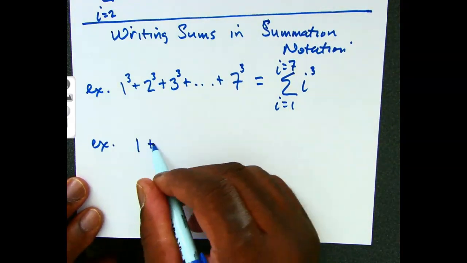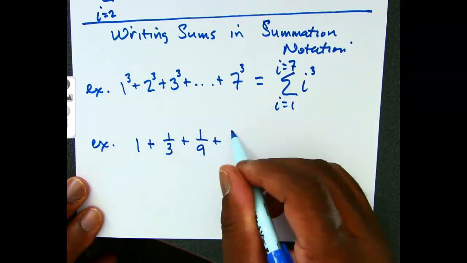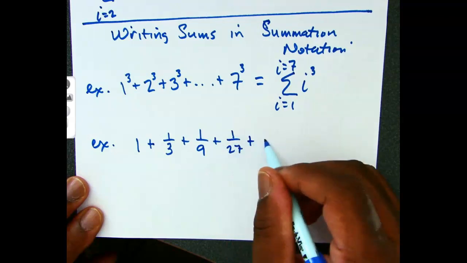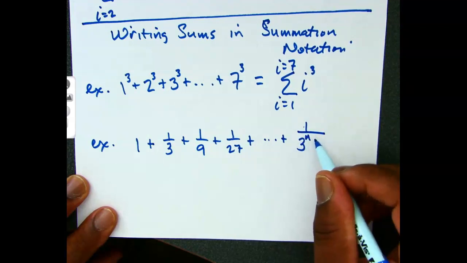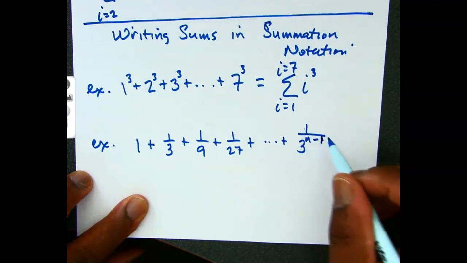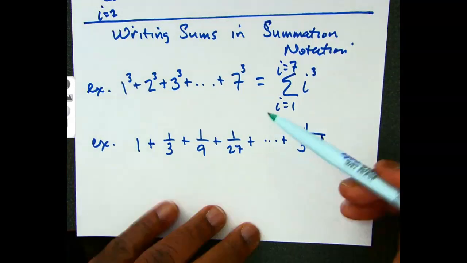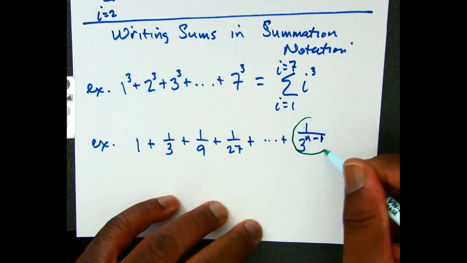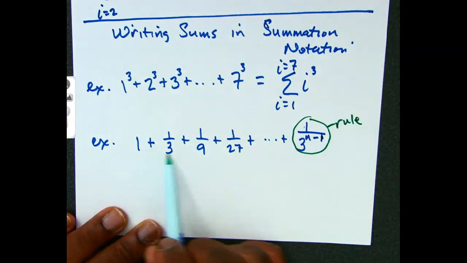1 plus 1 over 3, 1 over 9, 1 over 27, plus 1 over 3 to the n minus 1. All right. So here, it looks like we're given a rule. So this is our rule right here. And this should be the rule for all of these terms.